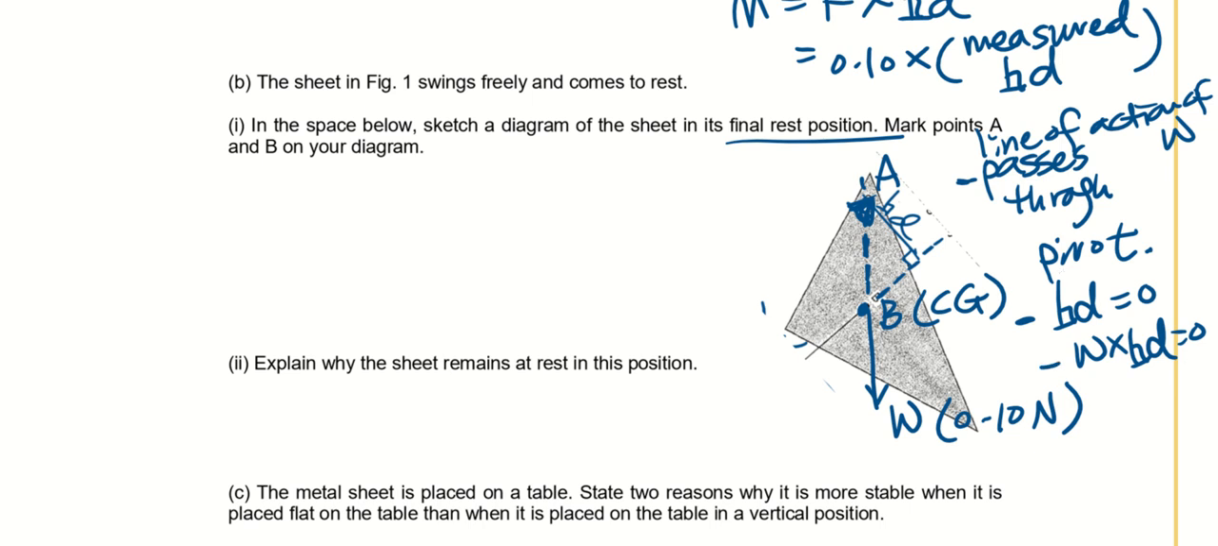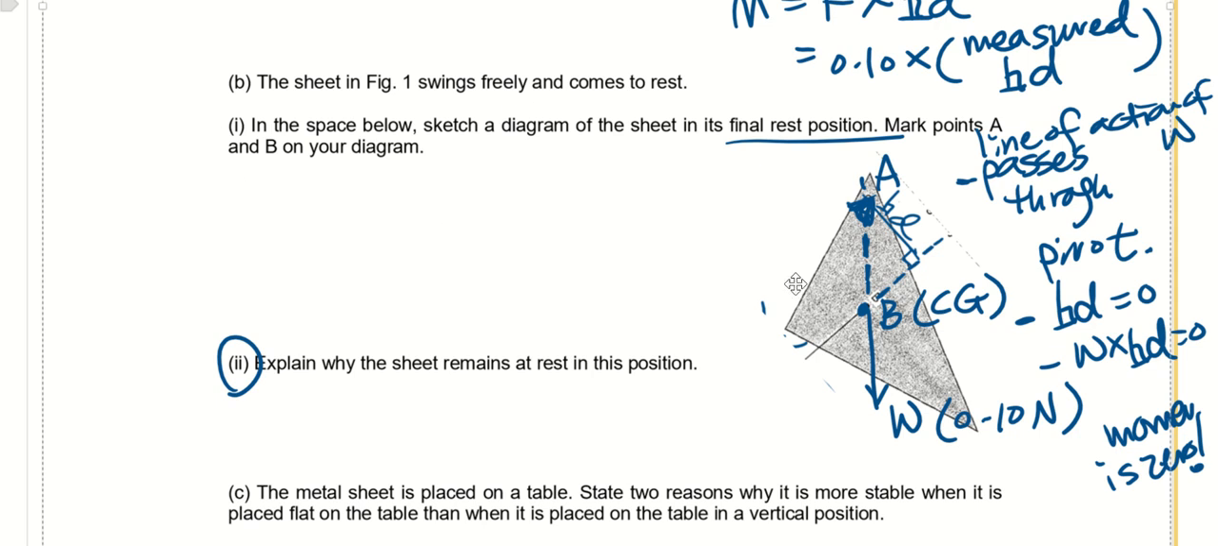And since moment equals force times perpendicular distance, the moment is 0. Okay, so this is explaining part 2. Okay, explain why the sheet remains at rest in this position. The laminar actually swings until the line of action of the weight passes through the pivot. Okay, the perpendicular distance is 0. So since force times perpendicular distance is 0, the moment is 0.